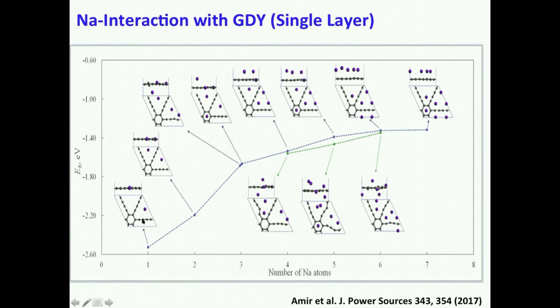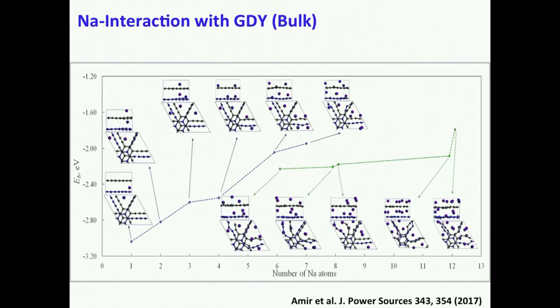Here we see, in the case of a single sodium, the binding energy is in the range of 2.2 eV, which is of course stronger than its cohesive energy, because its cohesive energy is minus 1.10 eV. In the case of two sodium, 3, 4, 5, and up to this maximum, in all the cases, the binding energy is stronger than the cohesive energy. But this is the case with a monolayer. In actuality, the system is not a monolayer. The system is layered. We have many sheets. So we have calculated that also.